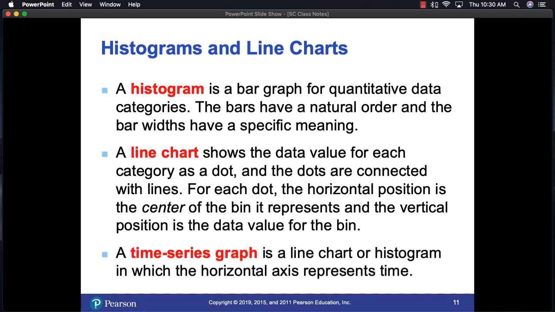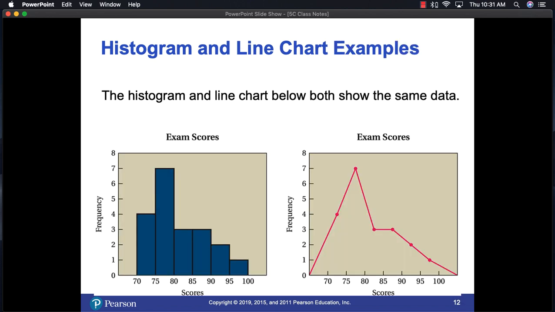We also have what's known as a time series graph. I don't really deal with these as much in this class, but those are also very useful. In this case, the time series graph is a histogram where the horizontal axis represents time. So here's a couple examples.